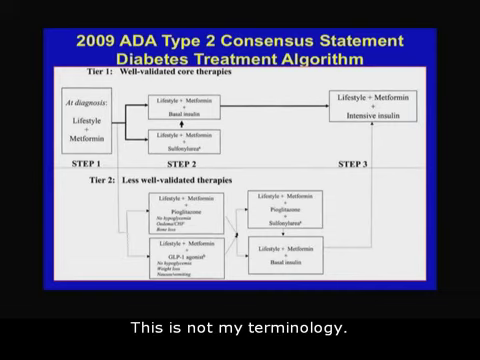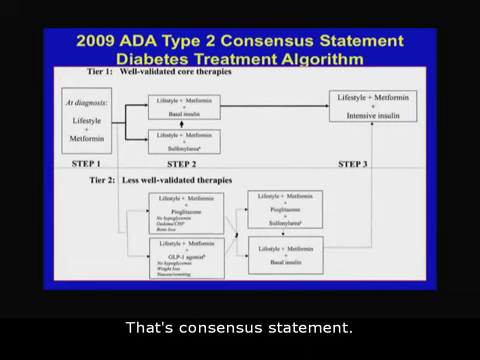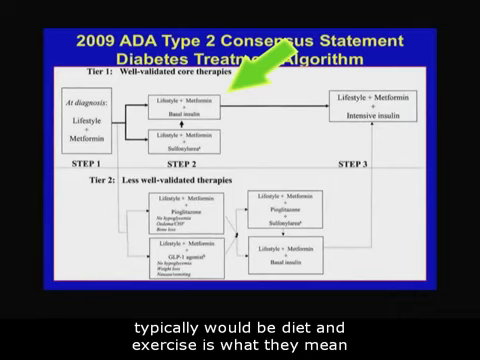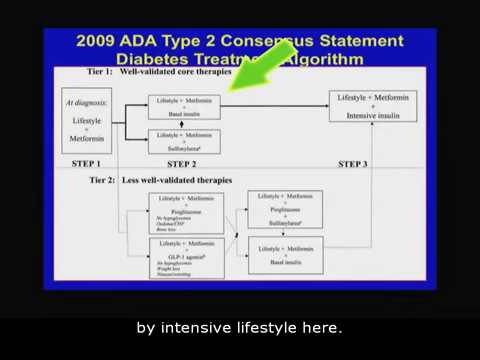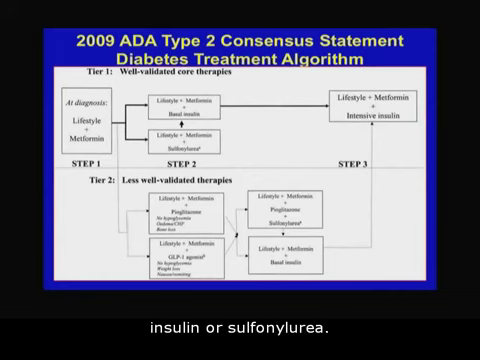This is not my terminology. This is from the American Diabetes Association. It's a consensus statement. What they would call well-validated therapies typically would be diet and exercise, which is what they mean by intensive lifestyle here, metformin first, and then as a second drug, either starting nighttime insulin or a sulfonylurea.